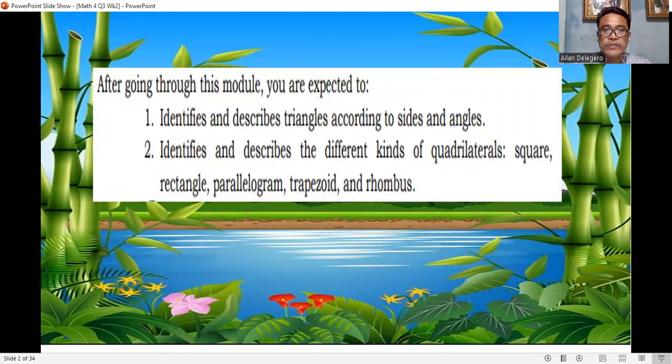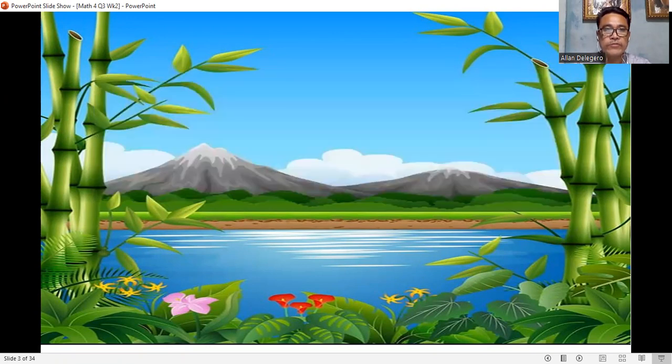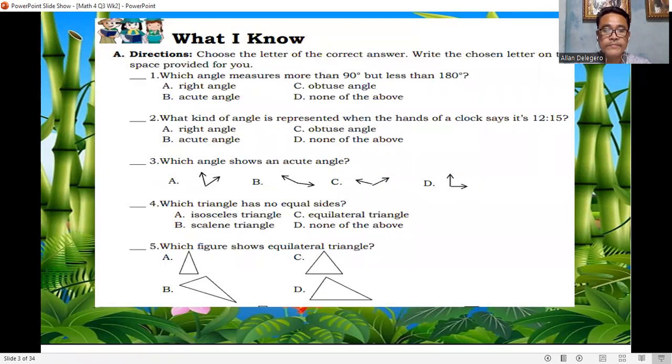In this video, you will learn how to identify and describe triangles according to sides and angles, and identify and describe the different kinds of quadrilaterals: square, rectangle, parallelogram, trapezoid, and rhombus. In the previous lesson, you learned that a triangle is a polygon with 3 sides and 3 angles, and quadrilaterals are polygons with 4 sides and 4 angles.